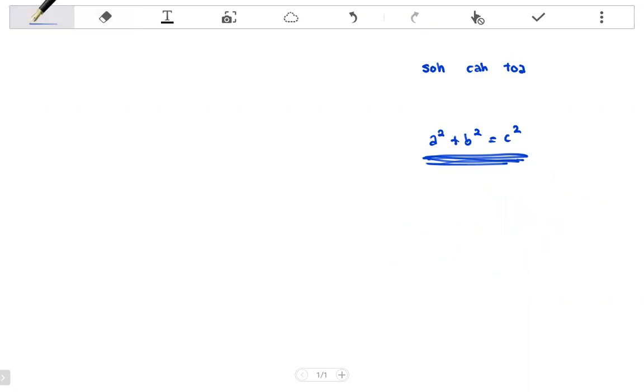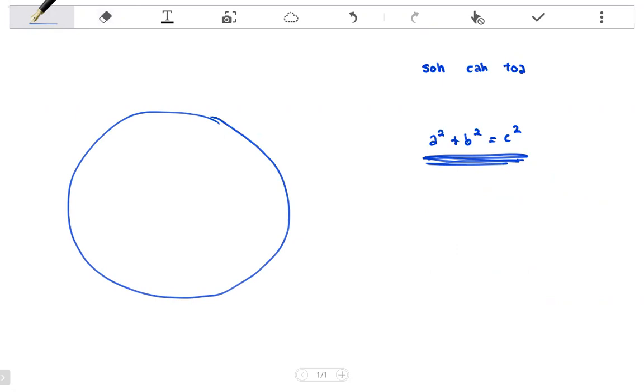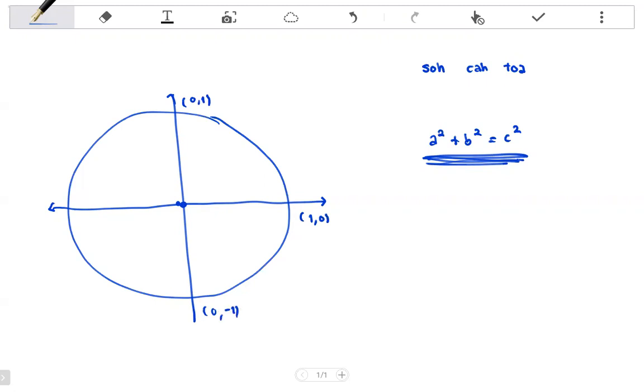So getting into our important part of the lesson, we're gonna do the unit circle. So let's say we have a circle here, and it has a radius of 1, okay? So what does that mean? Well, that means that this point is gonna be 1, 0. This point is gonna be 0, 1. This point is gonna be 0, negative 1. This point is gonna be negative 1, 0, right?